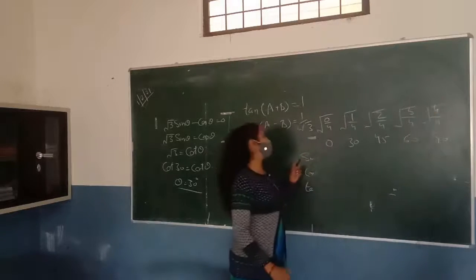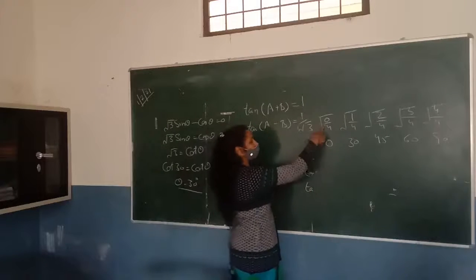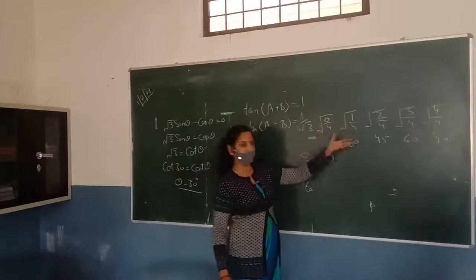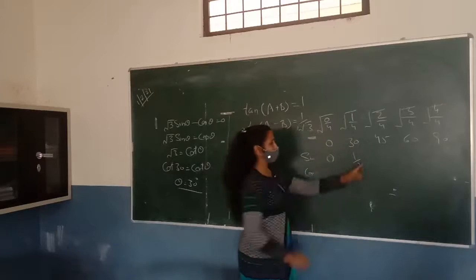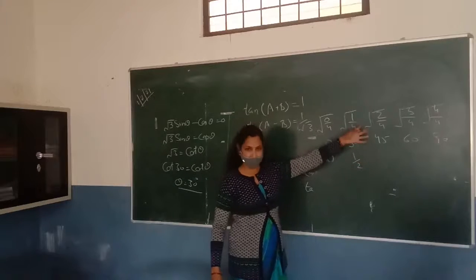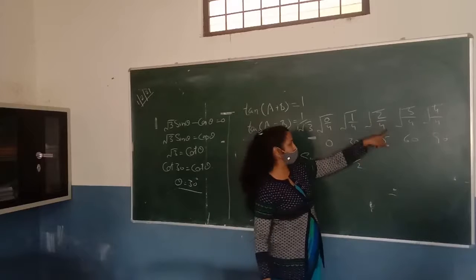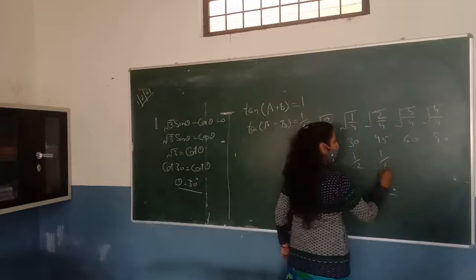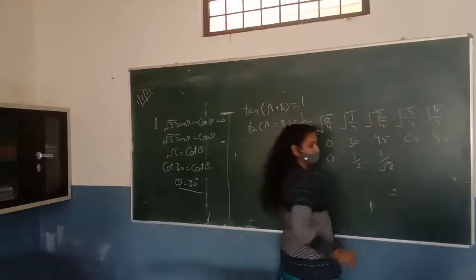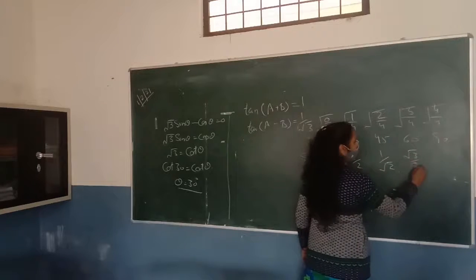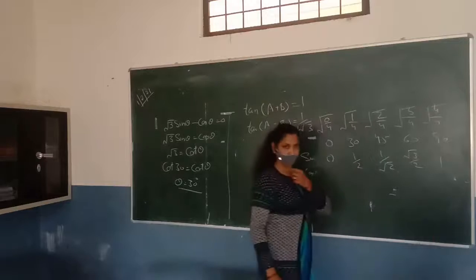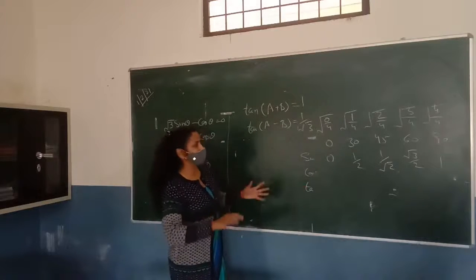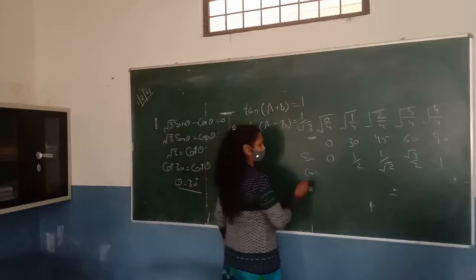This is the value for the sine. Sine 0 is equal to 0. Sine 30 will be 1 upon 2. Sine 45? 1 upon under root 2. The 2 will cancel out, the 4 will cancel out by 2 times, then it will be 1 upon root 2. Then root 3 upon 2, and 1. So it's really easy to learn the table, and you can make this table on the backside of your copy.